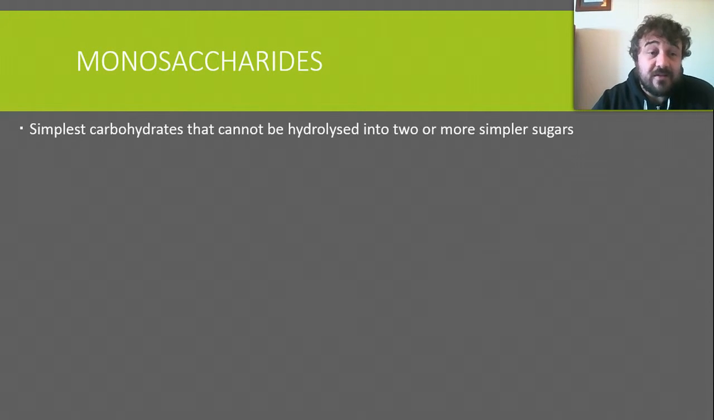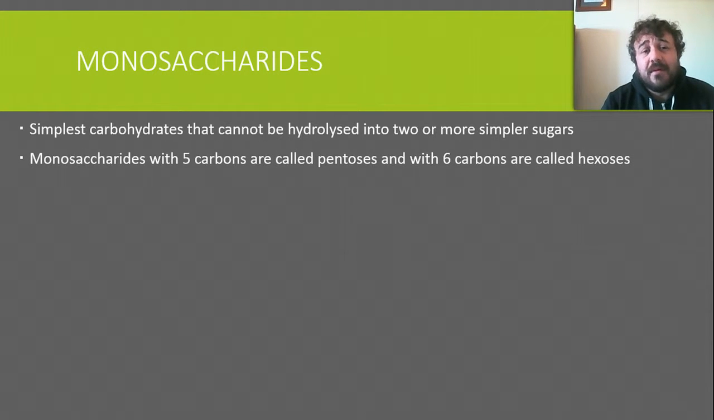So what are the monosaccharides? They're the simplest carbohydrates. They cannot be broken down, so they cannot be hydrolyzed. We'll go more into hydrolysis in a lesson or two, but lysis means to split, so hydrolyzed means split with water. They can't be split into smaller sugars. Monosaccharides with 5 carbons are called pentoses, and 6 carbons are called hexoses. You'll see it's the ose at the end, the suffix which denotes that it's a sugar.